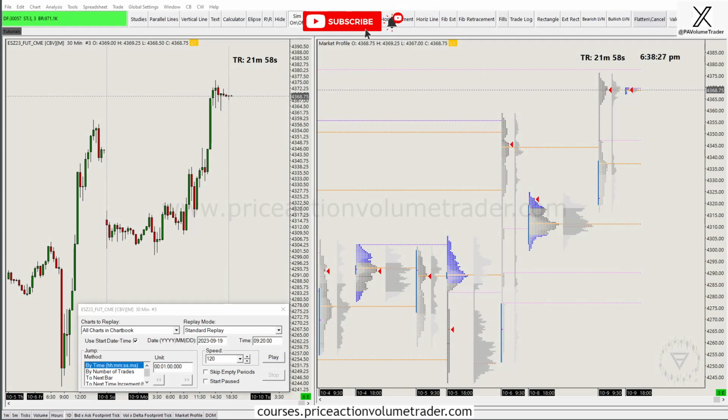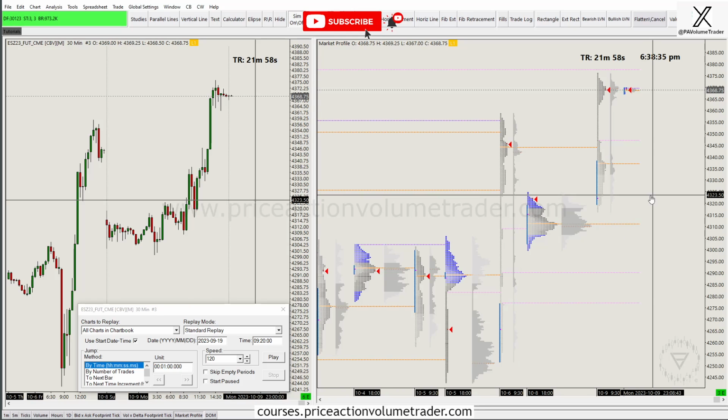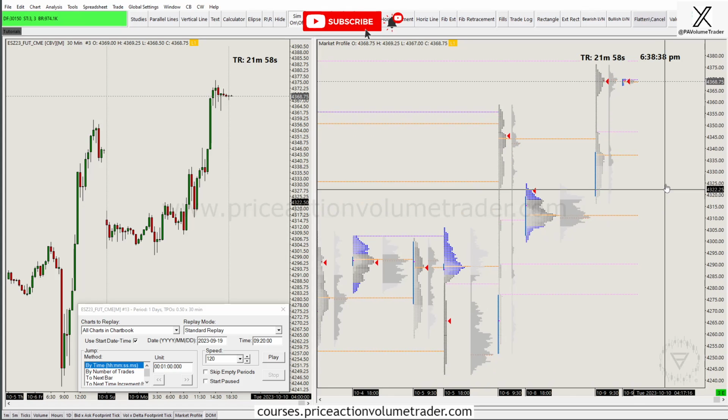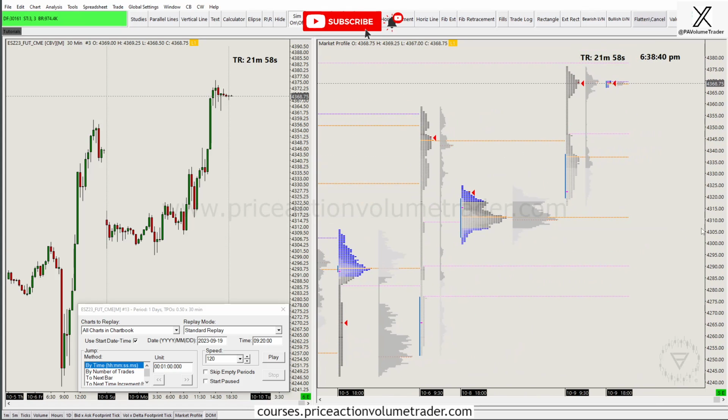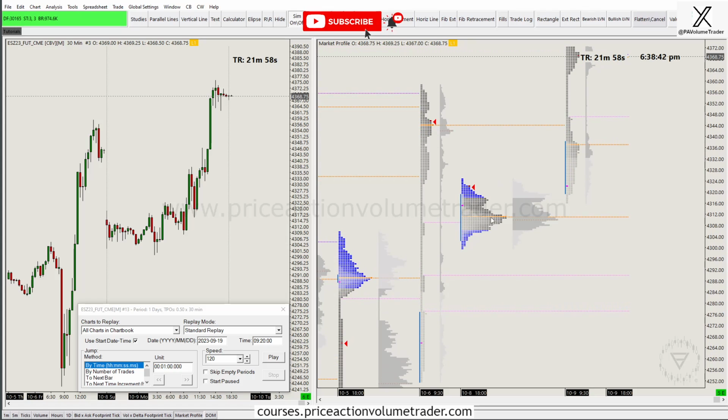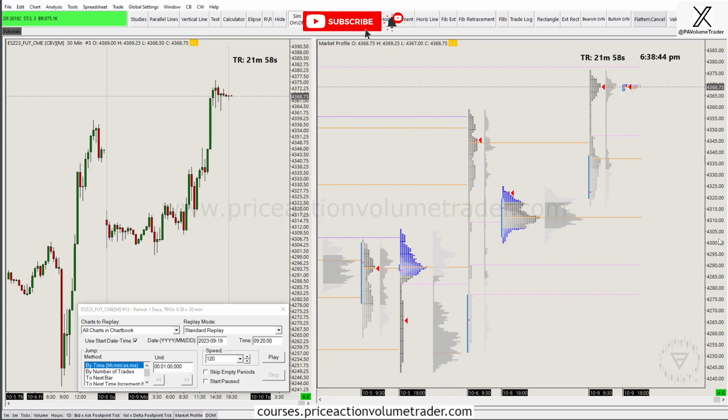Today I'm going to make a very quick video on market profile. I've gotten a few questions, and at first when you're looking at a market profile like we have here on the right side, it might be a little bit confusing how these charts are composed and formed.